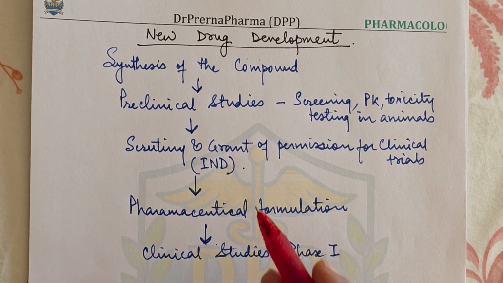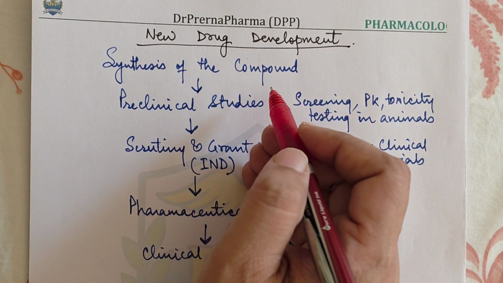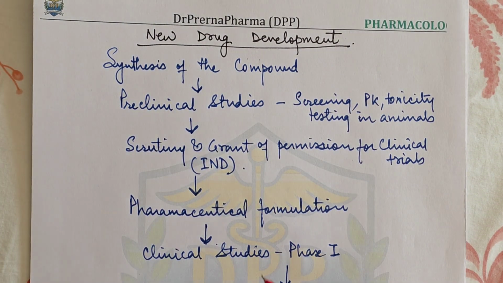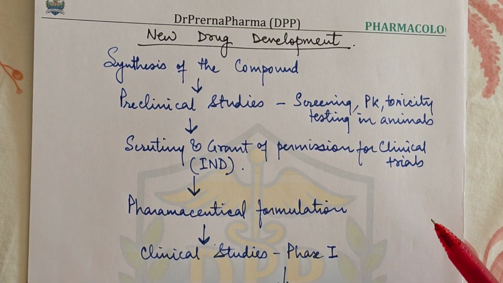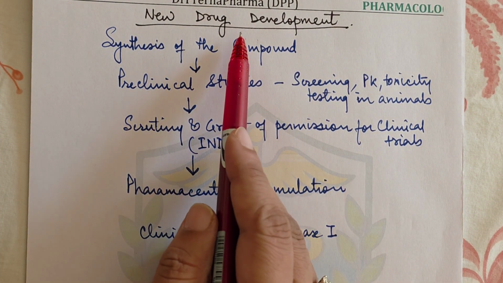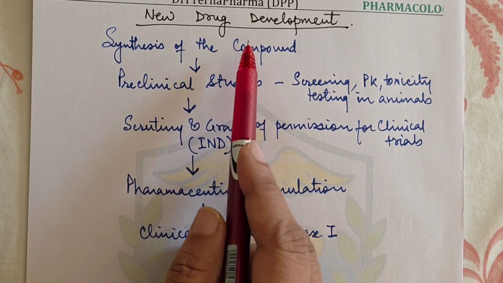Students, in this video now we will be talking about new drug development. So I have made a flow chart to explain to you first and give you an introduction about what exactly we are going to discuss, what we are going to study. So for development of any new drug, these are the steps.